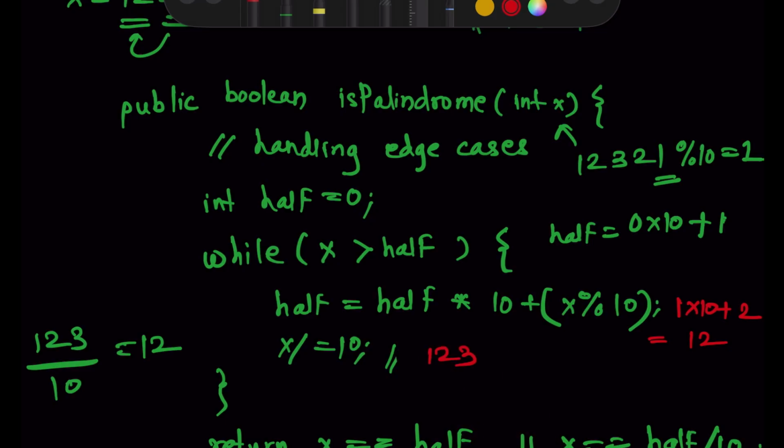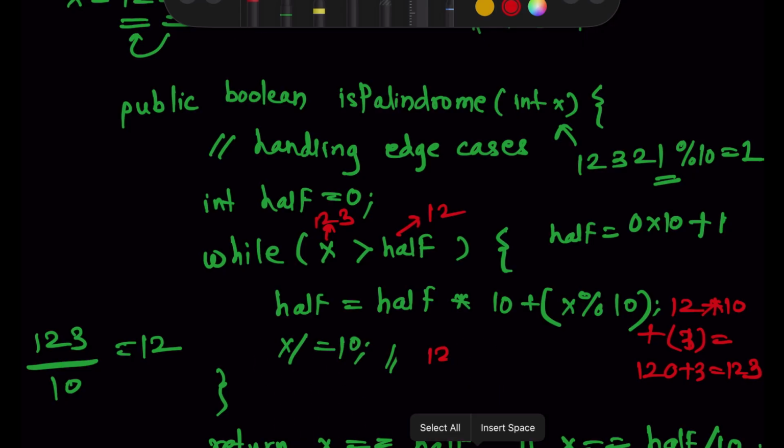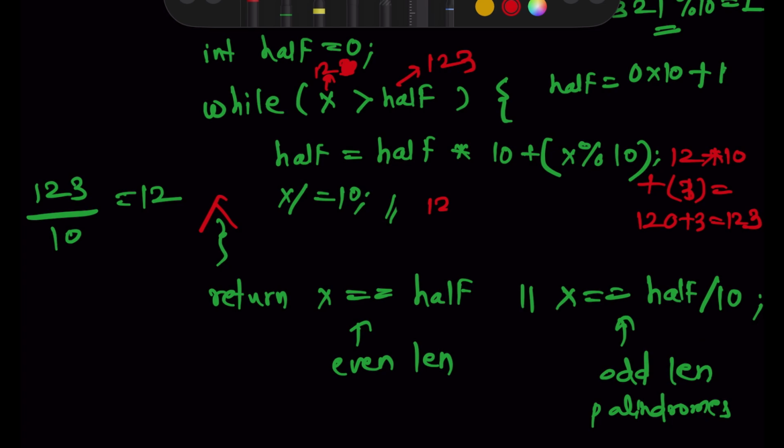Now tell me, is my x, 123, greater than half, which is 12 currently? Yes. Then we'll compute half again: 12 into 10 plus x, 123, mod 10, which will give us 3. 120 plus 3 becomes 123. Again, we will divide this x by 10, so my x becomes 12 now. Now tell me, is 12 greater than 123? No, so we'll break this loop and we'll just return the result from here.